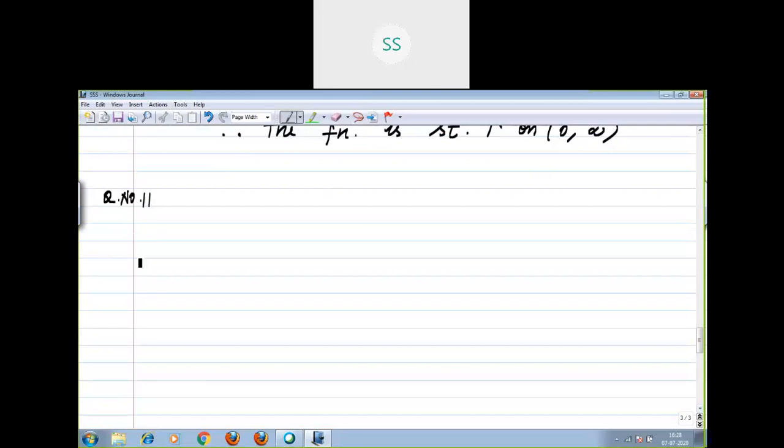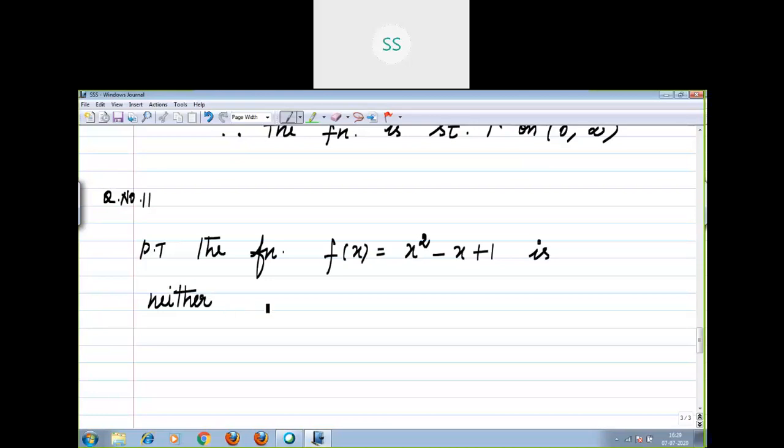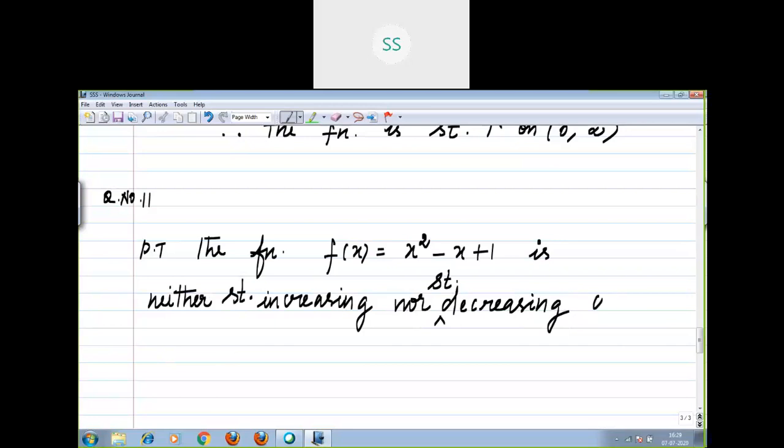Question number 11. Prove that the function f of x equal to x square minus x plus 1 is neither increasing nor decreasing, neither strictly increasing nor strictly decreasing on the open interval minus 1 comma 1.